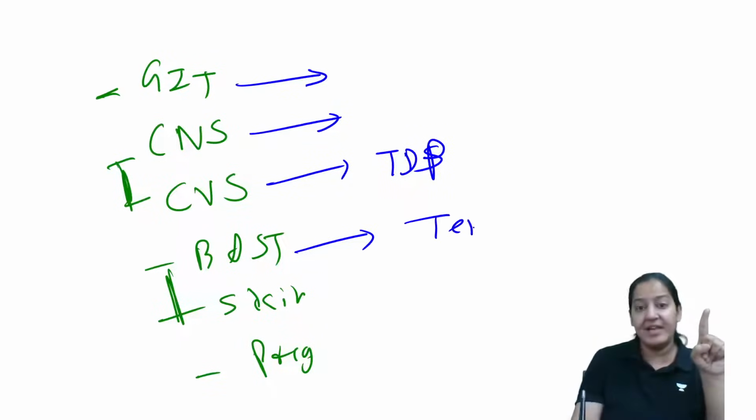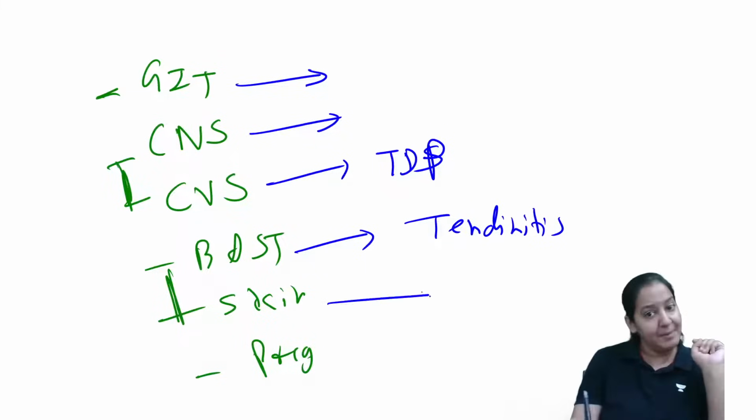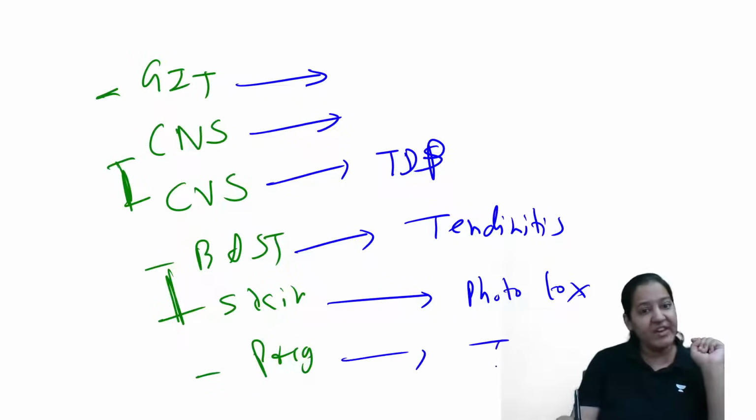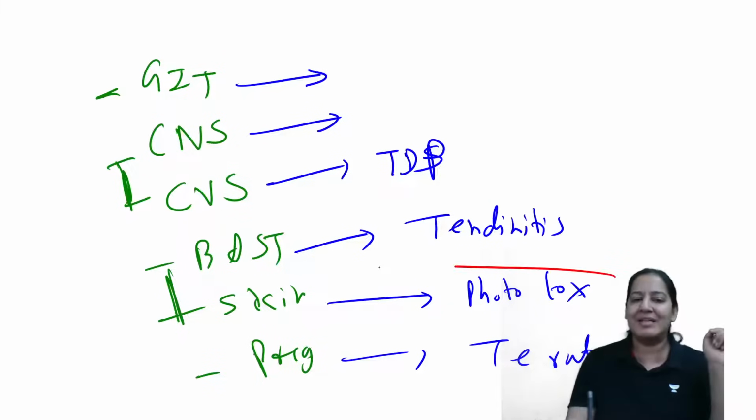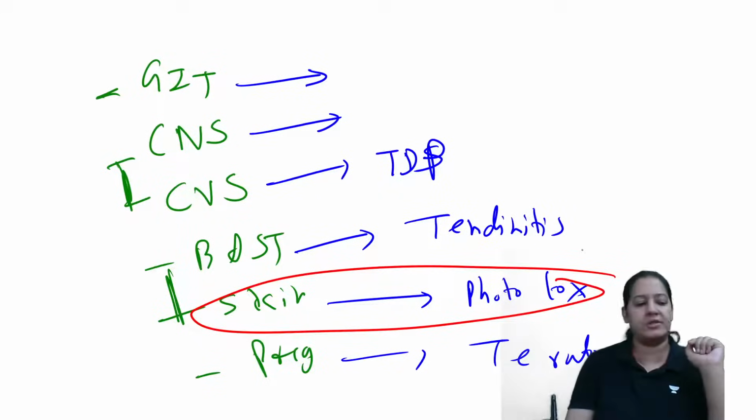Bone soft tissue में specific है, it is tendinitis. That's why contraindicated in children. Skin में specific है, phototoxicity. Pregnancy में specific है, teratogenic. Right? Now among these, learn the specific three who are causing phototoxicity.